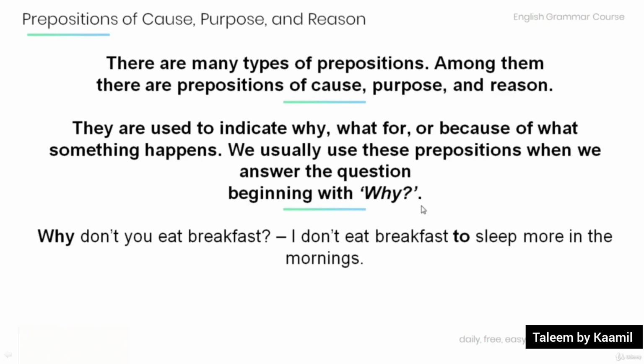Now there are many types of prepositions, and among them are prepositions of cause, purpose, and reason. Remember that they are used to indicate why, what for, or because of what something happens. We usually use these prepositions when we answer the question beginning with why.